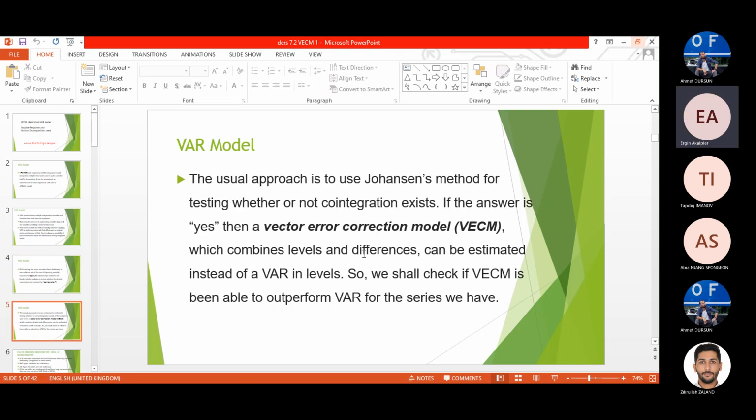The usual approach is the Johansen's method for testing whether or not co-integration exists. If the answer is yes, then vector error correction model, which combines levels and differences, can be estimated instead of VAR in levels. So we shall check if vector error correction model is able to outperform VAR for the series we have.